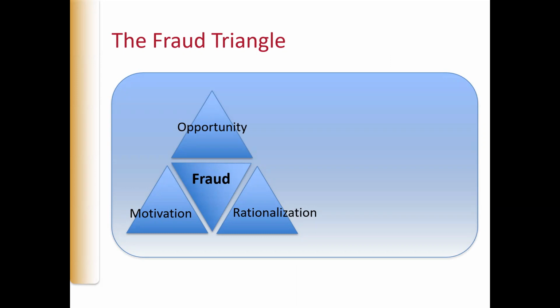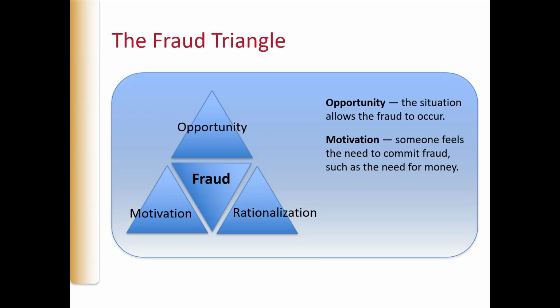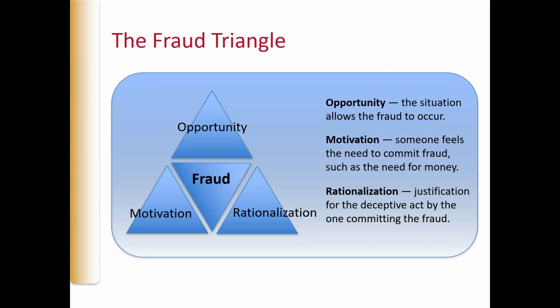For fraud to occur, there must be 3 elements that are available. This is called the fraud triangle. There must be an opportunity that allows the fraud to happen. There must be motivation, for whatever reason someone feels the need to commit fraud. It can be some type of need. And then the individual must also rationalize their behavior.